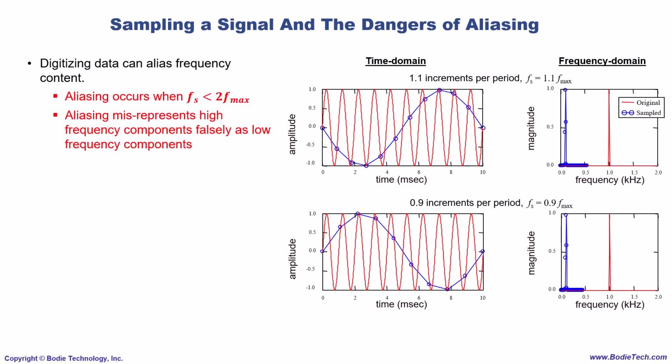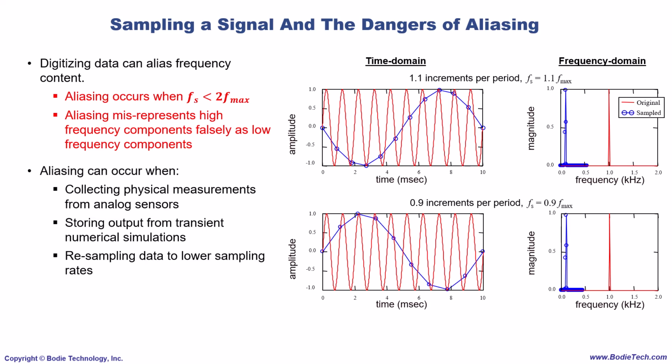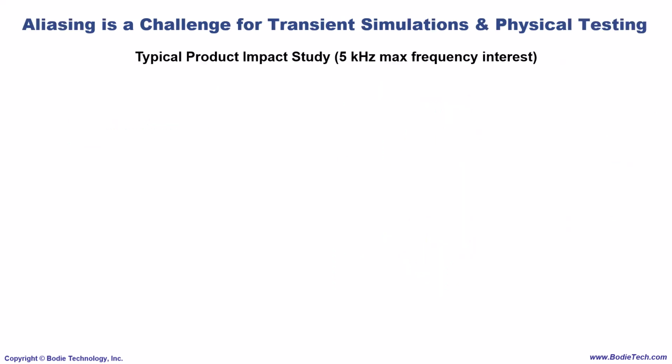Aliasing misrepresents high-frequency components falsely as low-frequency components, and it can occur when taking physical test data or storing output from transient numerical simulations, such as explicit dynamics or other analysis codes. It can also occur when you decide to represent existing data with fewer number of points. Our training will teach you multiple approaches to avoid the nightmare of aliasing.